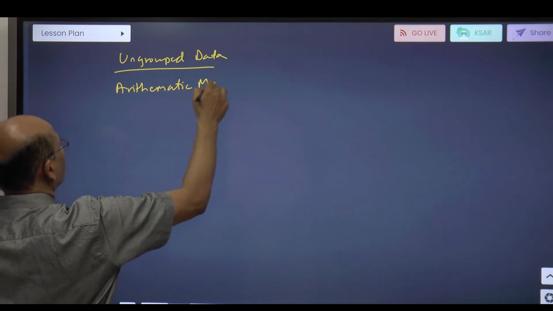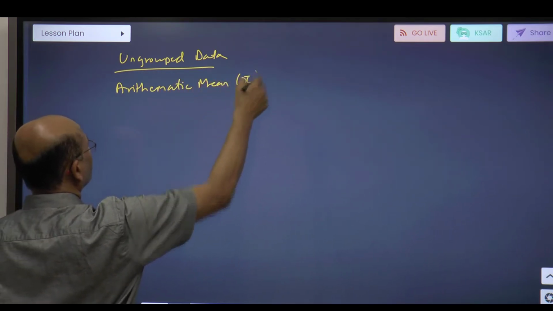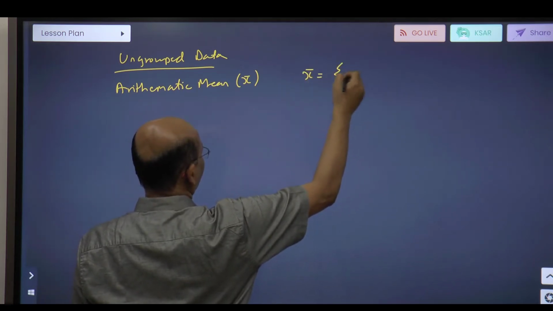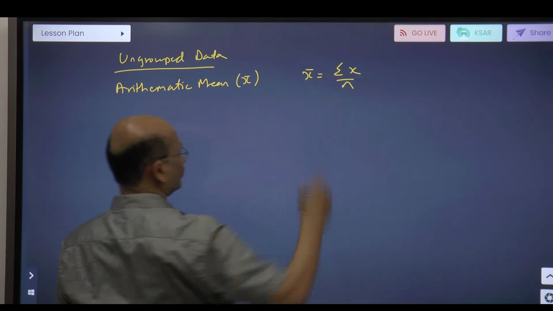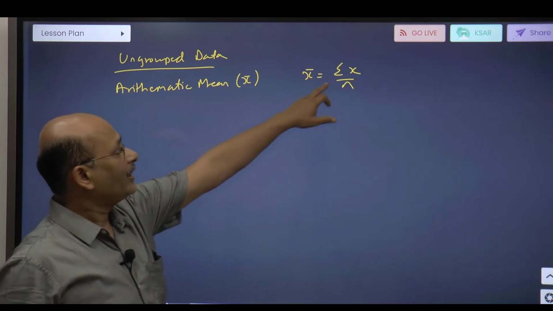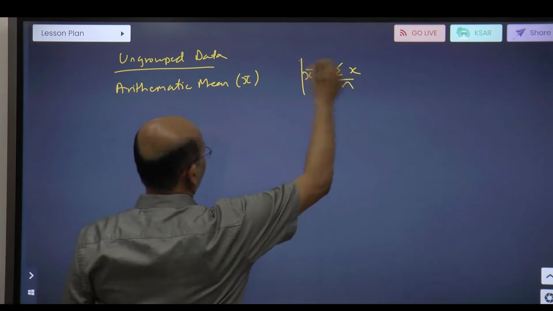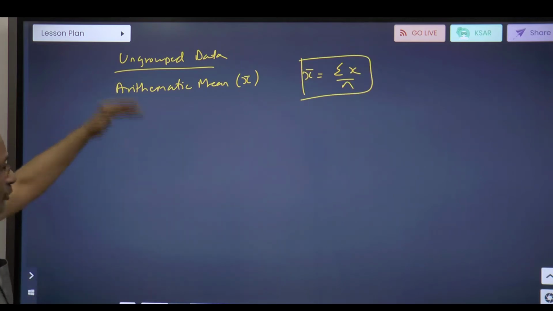Arithmetic mean, which is denoted by x bar. One formula I had studied: x bar is summation x upon n. You can say summation xi, where i belongs to 1 to n. So this is the first formula which we saw. Now in ungrouped data, there is one more type of data.